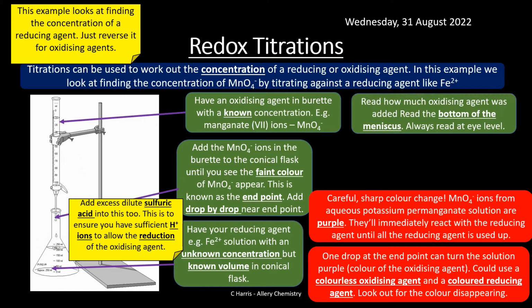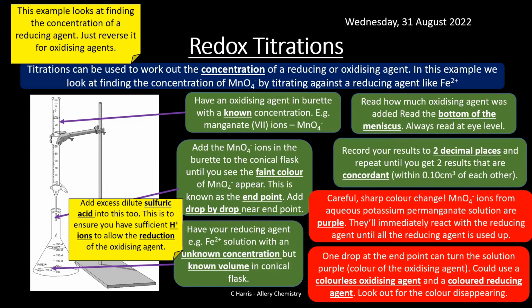So we're going to read how much oxidizing agent was added. Remember, we've got to read the bottom of the meniscus. The meniscus is the little curve at the surface of the liquid in the burette. We've always got to read at the bottom of that, and always read at eye level. Now we're going to record our results to 2 decimal places, always. And repeat until you get 2 results that are concordant with each other.